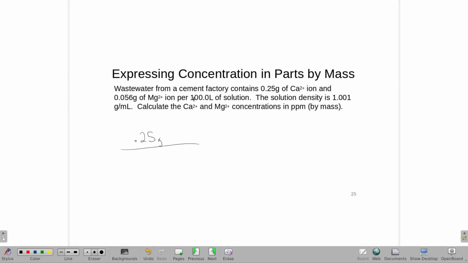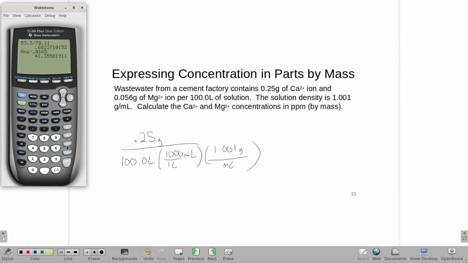But the water was 100 liters. And we don't want liters because as a parts by mass, I need to convert that liters of water into a mass. So the very first thing I'm going to do is turn it into milliliters. And the reason I'm doing that is because I gave you the density of that water in grams per milliliter. Alright, look how big this number gets. Guess how small it gets.